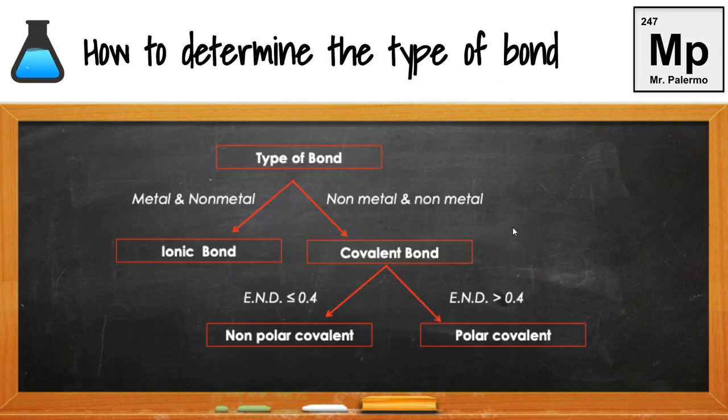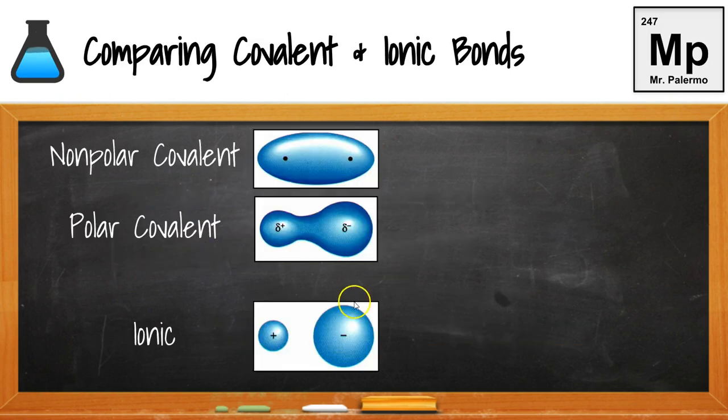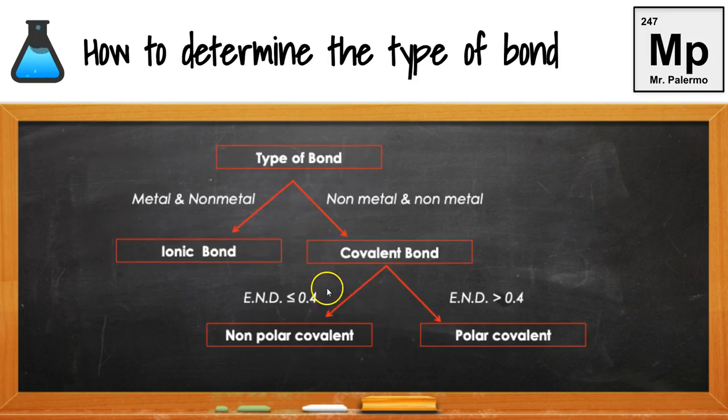So how do we determine the type of bond? Well, the first thing you do is look at the players involved. If it's a metal and a nonmetal, it's simply an ionic bond. There's a complete transfer, as we saw here, of electrons, and that's it. If it's a nonmetal and a nonmetal, it's a covalent bond. Co meaning sharing. So now are they sharing equally or unequally? Well, that's where the electronegativity values come into play. If the difference between the electronegativity values of the two atoms is less than or equal to 0.4, so 0 to 0.4, it's nonpolar. If the electronegativity difference between the two atoms is greater than 0.4, it's polar.